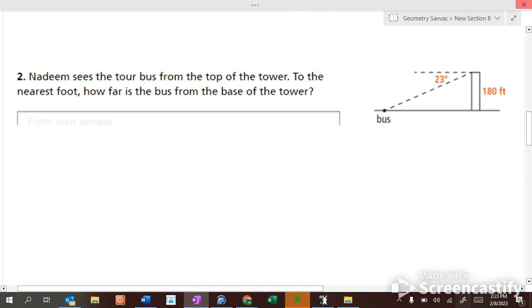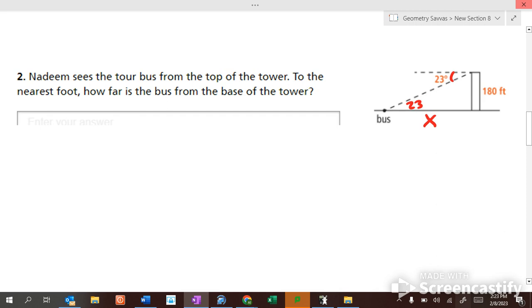Nadine is up here. She looks down to see a tour bus. She looks down at an angle of depression of 23 degrees. Okay? How far is the tour bus away from this 180-foot tall building that she's on? All right. So if this is 23 degrees, this is 23 degrees, right? We want to know how far away it is from the base of the tower.